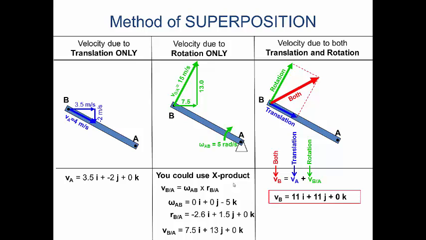So the velocity at B becomes 11 in the i direction, plus 11 in the j direction, plus 0 in the k direction. The magnitude of this velocity is the square root of the sum of the squares for this vector, which is equal to 15.6 meters per second.